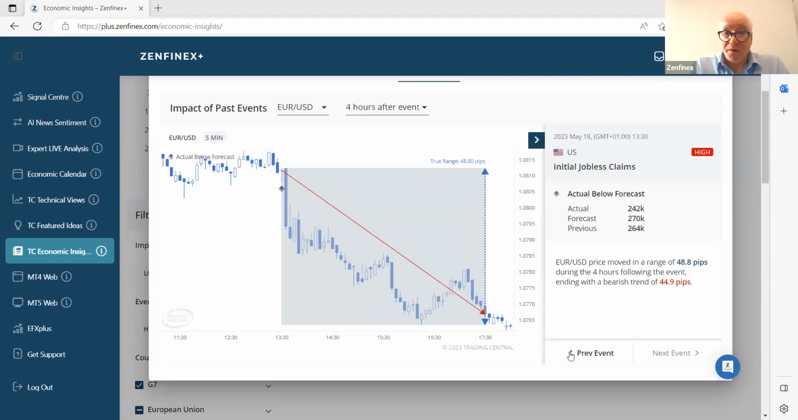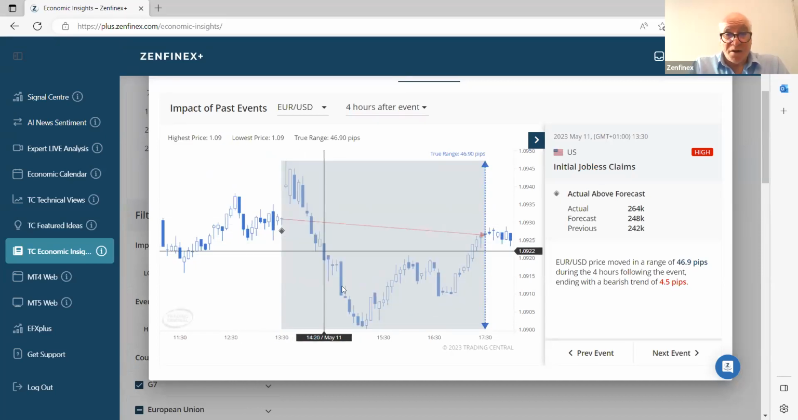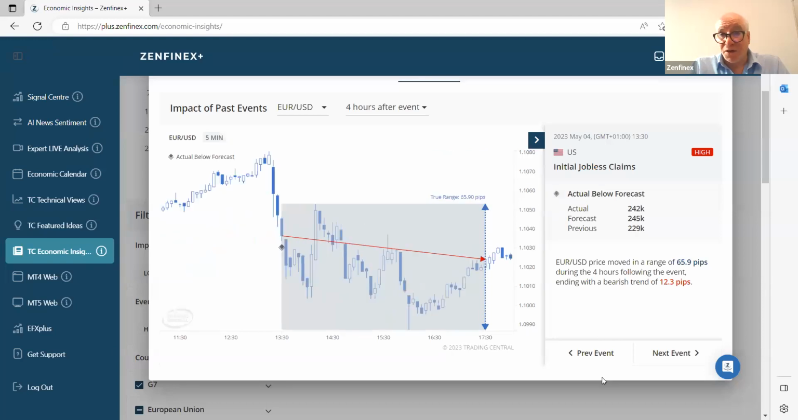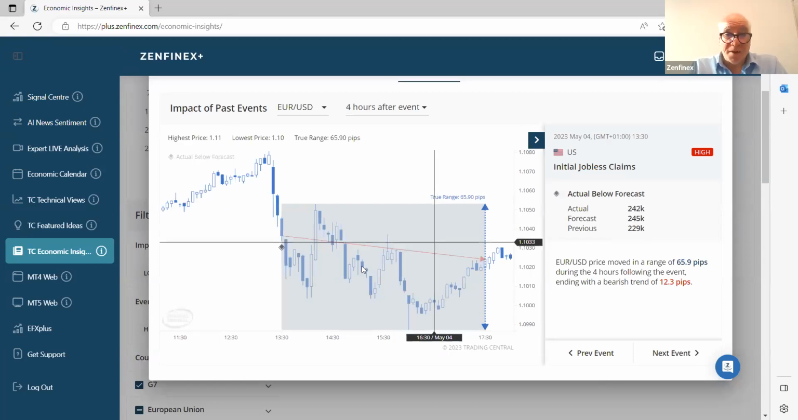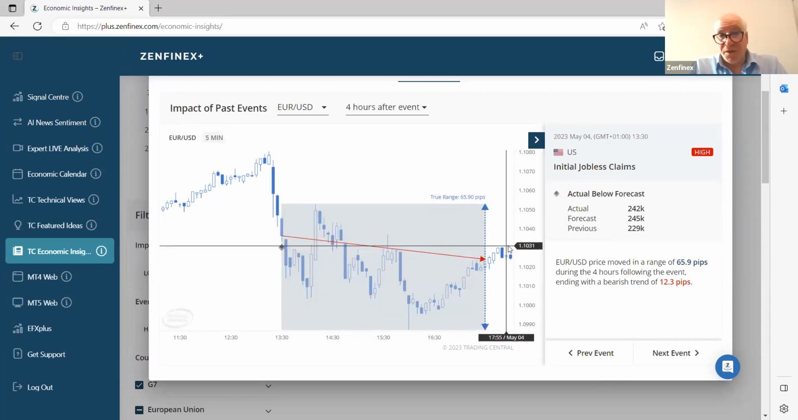We can go back even further, right? We can go back to May the 11th. Higher than forecast, although it had an initial drop, it had an initial pop up, came back down, but actually it finished more or less from a 4-hourly perspective where it started. If we go back to the previous one, which was May the 4th, forecast was 245. It went slightly below forecast, but not by a significant amount, and more or less stayed where it started after 4 hours. Bit of volatility, great for news traders, but from a slightly longer term perspective, not that useful.